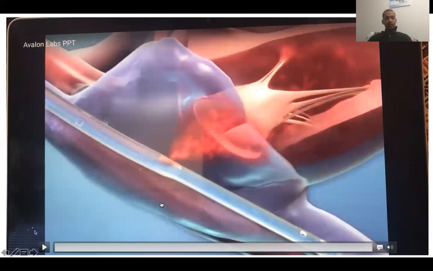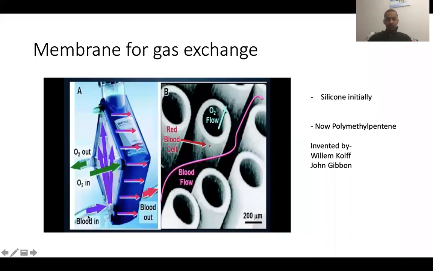Excellent. So I think that definitely made more sense than when I was trying to explain that without the help of a picture. Okay. Moving on to the next slide.